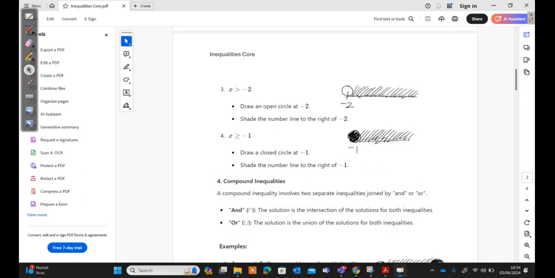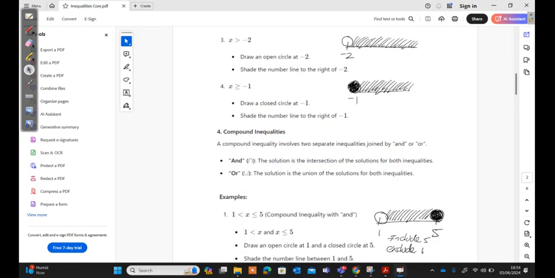Okay, so the main things to consider is less means left, shade to the left, greater means shade to the right. If you have an equal sign, then when you're drawing the circle, you're shading it. If you don't have the equal sign, you're not shading the circle. So these are the key things.